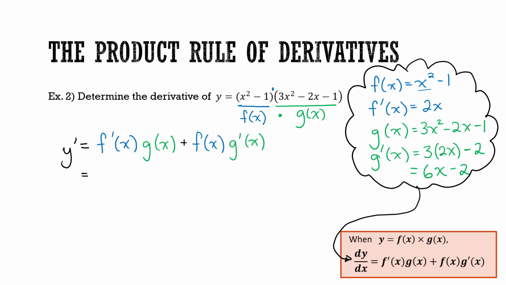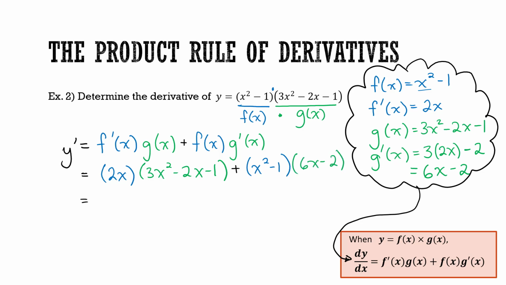So f prime of x is equal to 2x times my original g of x, which is 3x squared minus 2x minus 1, plus my f of x, the original one, which was x squared minus 1, times my g prime of x, which is 6x minus 2. From here, I just FOIL my equation.